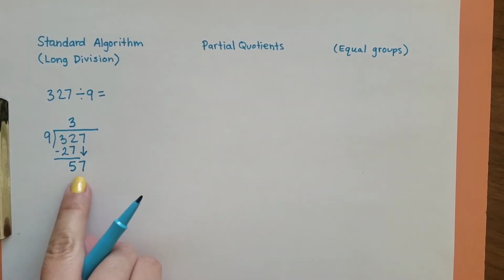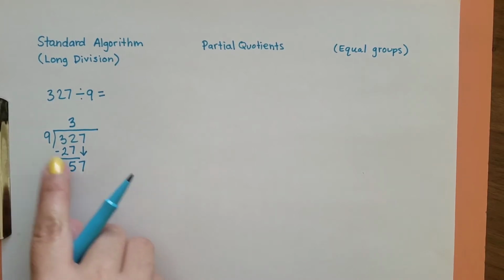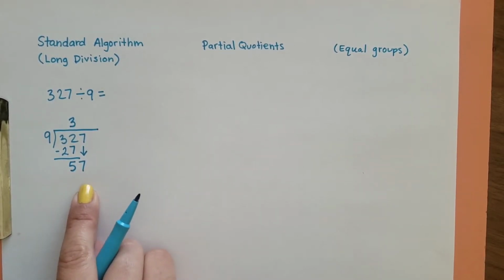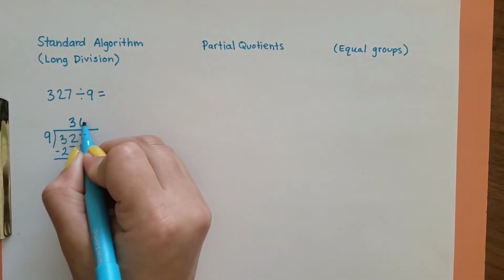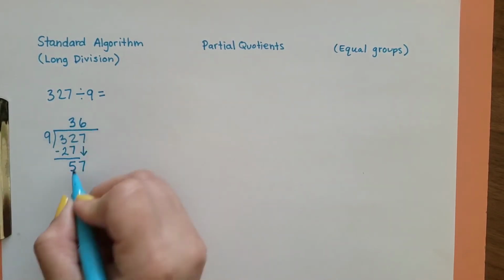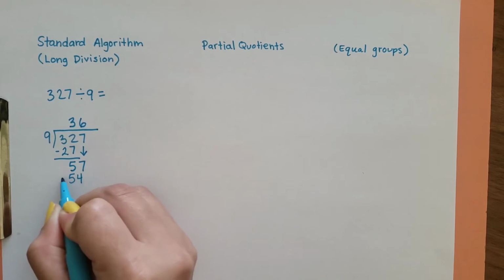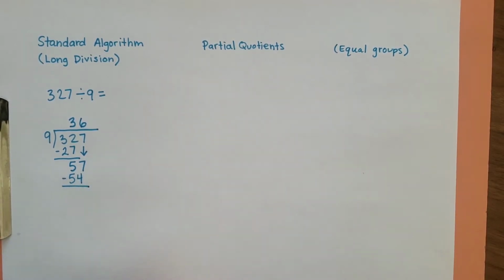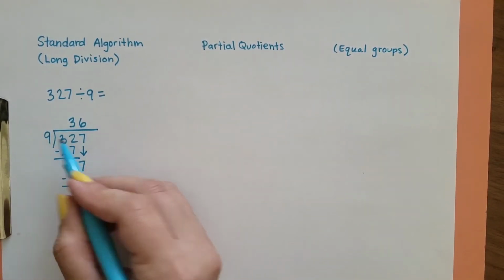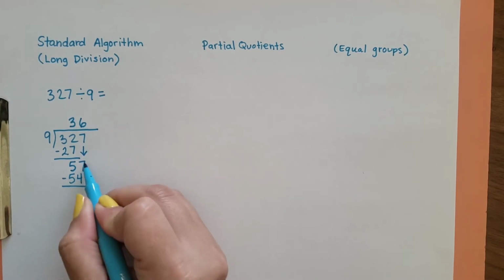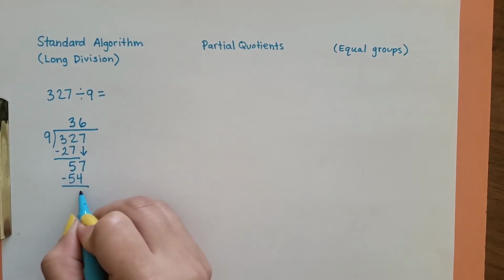Now this is our new dividend, so 57 divided by 9. Well, I know I can make 6 groups because 6 times 9 is 54, and that got me really close without going over. Okay, so 6 times 9 is 54. And I subtract again. My remainder is 3.